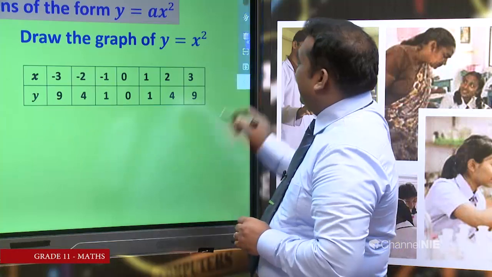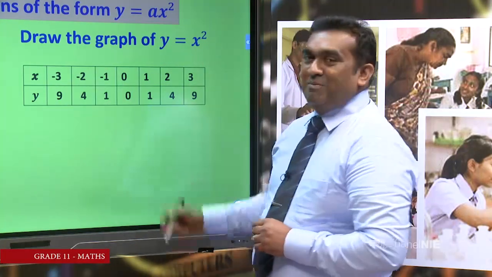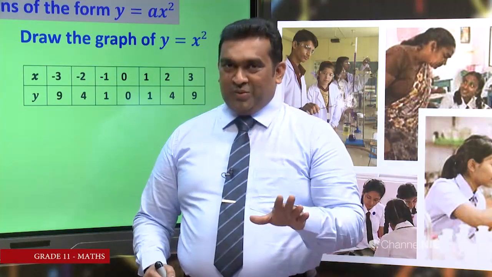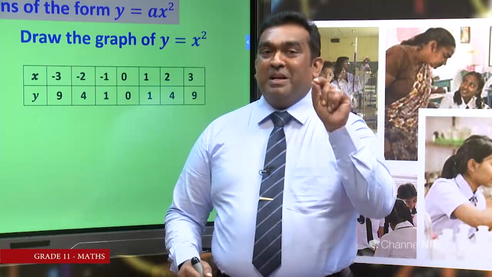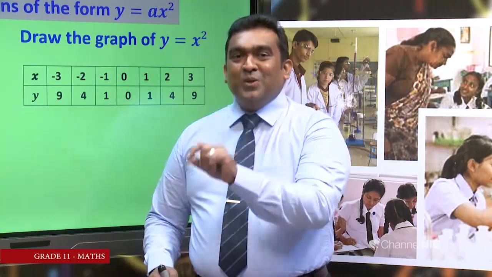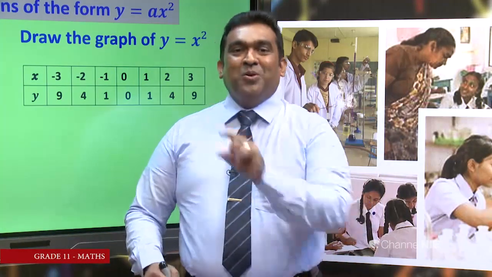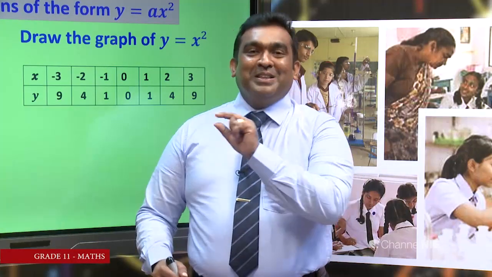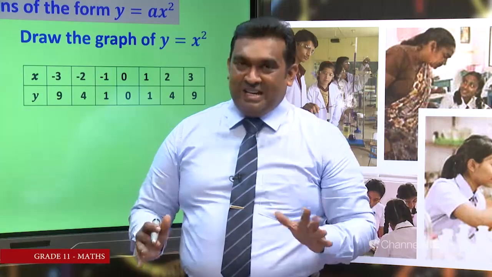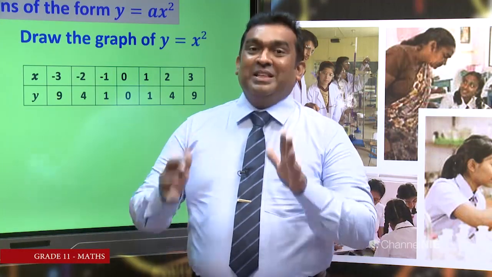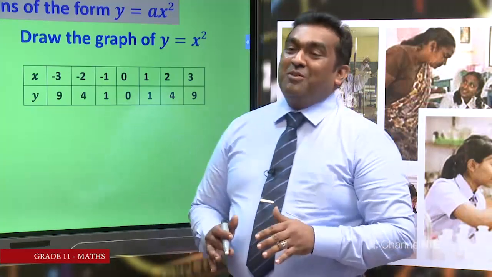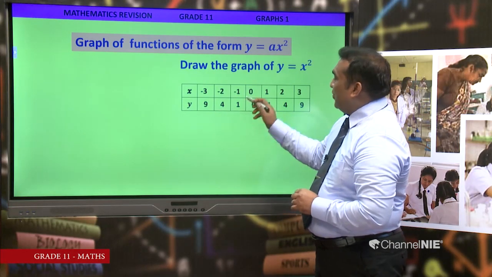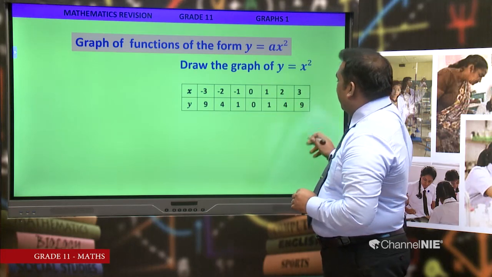Likewise here, (-2) squared means -2 multiplied by -2, +4. Then -1 multiplied by -1 is 1, 0 multiplied by 0 is 0, 1 multiplied by 1 is 1, 2 multiplied by 2 is 4, 3 multiplied by 3 is 9. Using that function, we can find the values of y: 9, 4, 1, 0, 1, 4, 9.